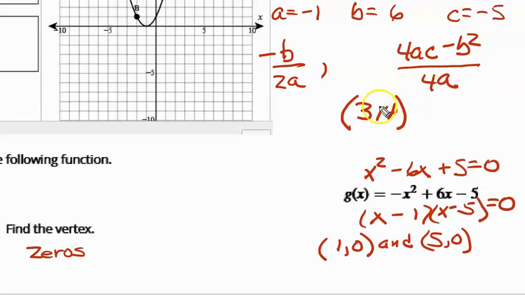Okay, did you get for the vertex 3, 4? And for the zeros, 1, 0, and 5, 0. This actually factors. The technique: multiply through by a negative 1, factor it, and it factors nicely. Now, for some of these in the future, they may not factor when you're finding the zeros, and you're going to get radicals. And of course, you'd use the quadratic formula to do that. But these have been working out pretty well.